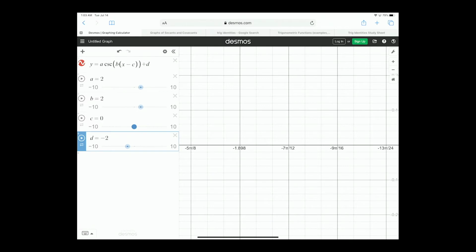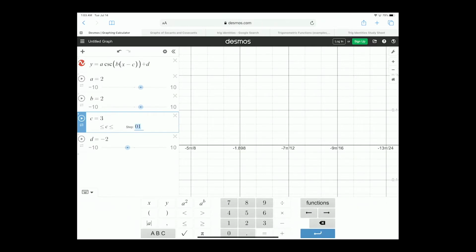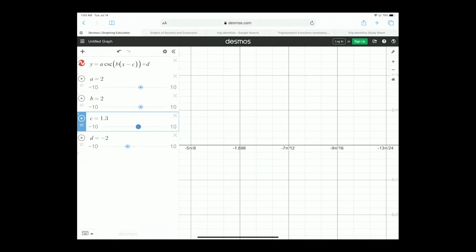Okay. How can I? Oh, 0.1. I type point 1. Okay. Yeah, it just doesn't want to. All right, well, shoot.